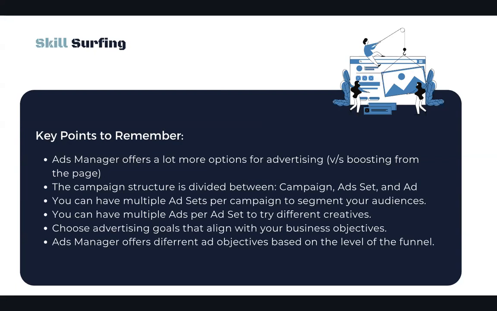this is where you have your targeting. This is where you have the placement. This is where you have the budget. And at the ad level, this is where you have the creatives, the copy, and the call to action. Now, you can have multiple ad sets per campaign to segment your audiences or, for example, to divide different placements. And you can have multiple ads per ad set to try different creatives or different messages. Remember to choose an advertising goal that aligns with your business objective, and keep in mind that you have different ad objectives based on the level of the funnel that you're targeting.